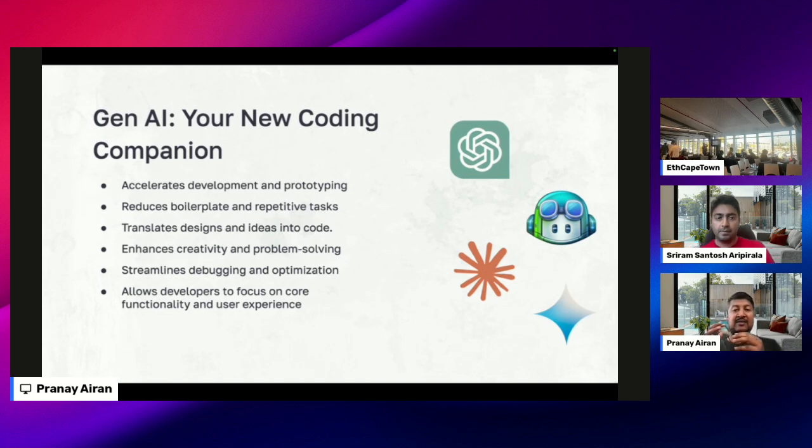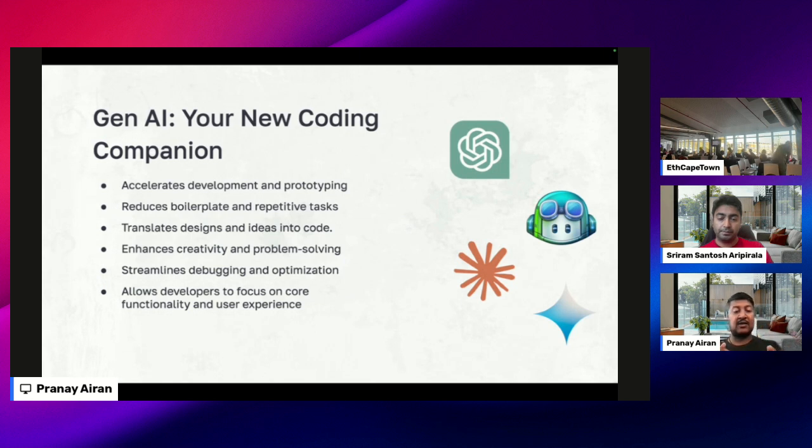So why Gen AI? It accelerates development and prototyping phase. It helps you reduce the boilerplate code and avoid doing repetitive tasks. It also helps you translate design and ideas into code. It enhances your creativity and problem solving as a developer. It also helps you streamline debugging and optimization and allows you to focus on the core functionality and the user experience of the app.